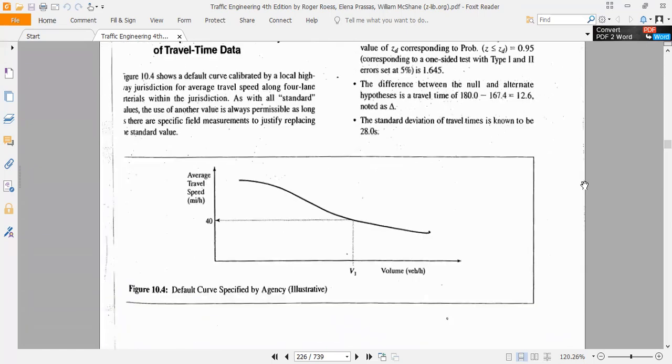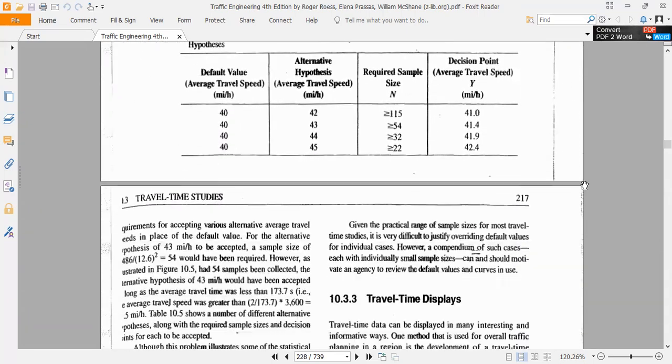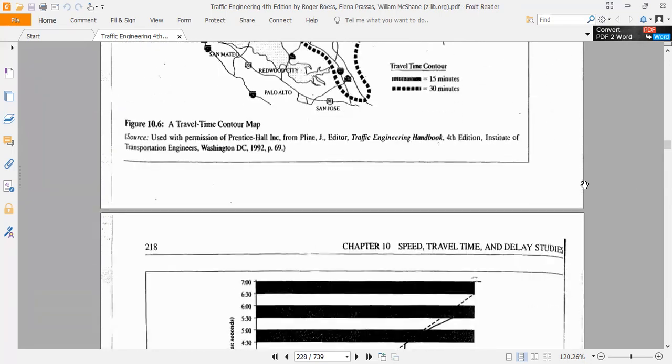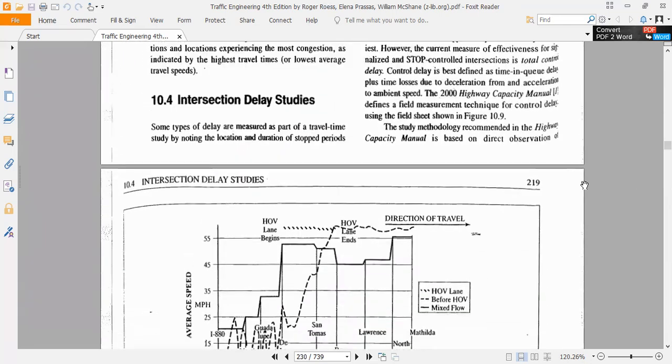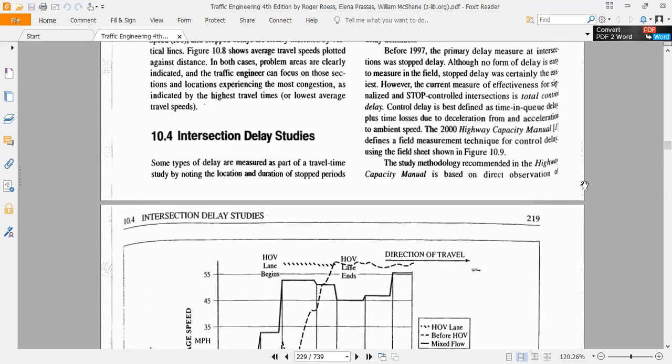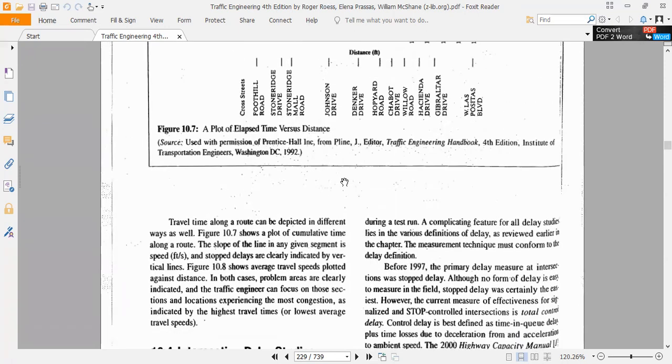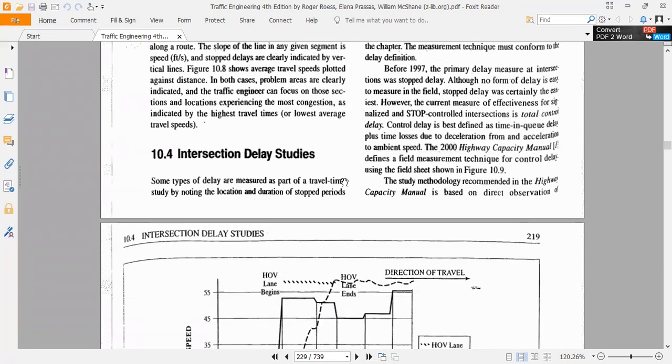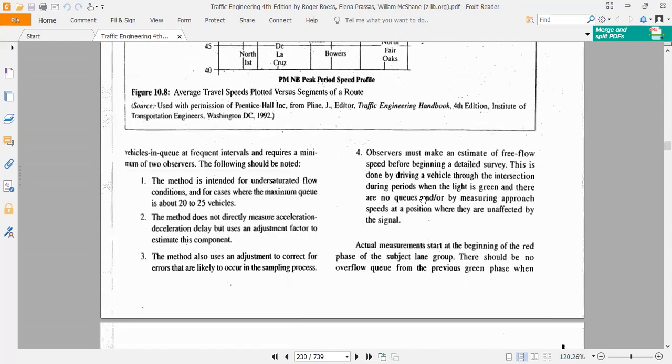Okay, so there is a lot of detail in this chapter, but I'm just going through the important information; the rest you can study. Now, coming towards the most important, the delay study, which is the intersection delay study. Some types of delay are measured as part of a travel time study by noting the location and duration of stopping periods during a test run. As we said previously, the concept of control delay was introduced in 1985 or 1987 by the Highway Capacity Manual, and they have also given us a methodology for finding this control delay. So let us talk about that.